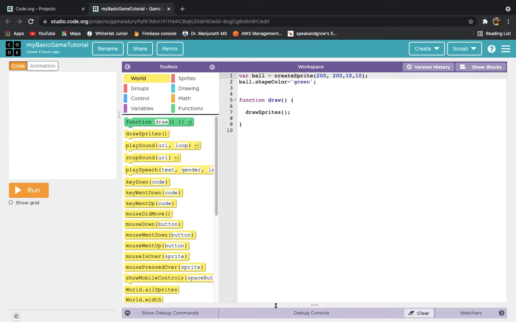Hello class, welcome to my next video. In this video we will be learning more about how to move a sprite, how to move a gaming object. In any game, there should be movement. Without movement a game is quite impossible. So here also we will do the same.